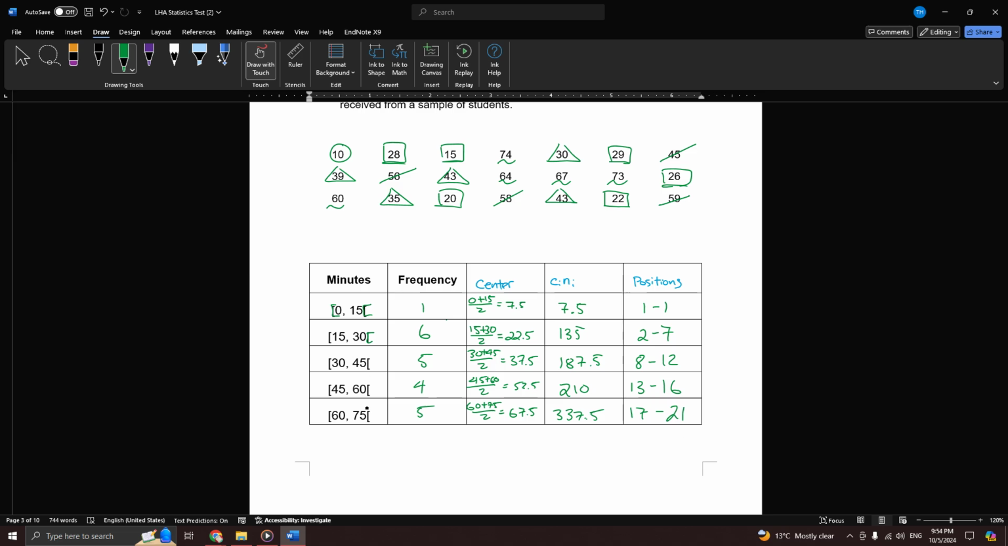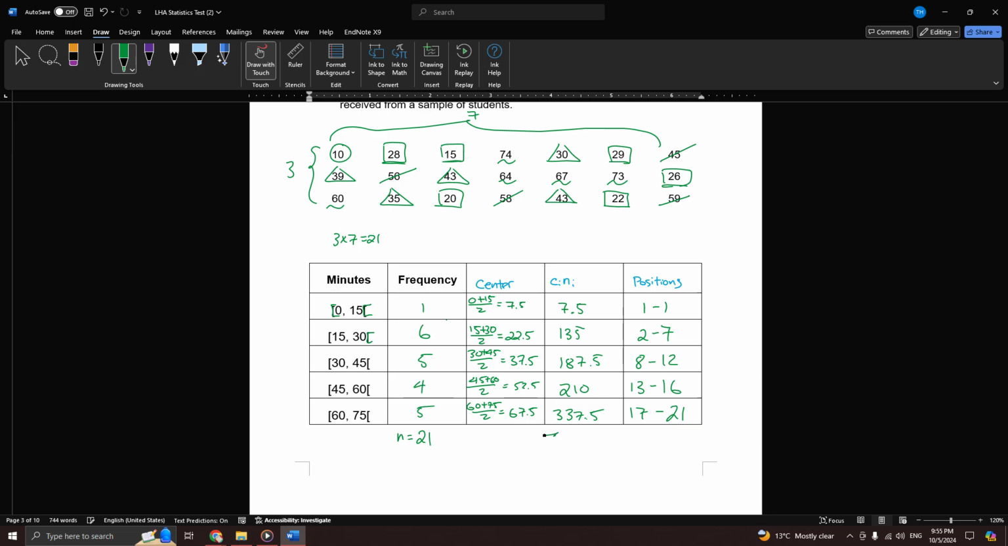Let's add up my frequency, make sure we got the right number. 1 plus 6 is 7, plus 5 is 12, plus 4 is 16, plus 5 is 21. We've got 21 here and here. They match up. We're good to go. If you want to double check, you can look at your numbers up here. We've got 3 rows and 7 columns. So 3 times 7 is also 21. We've got 21 numbers for sure. We checked it 3 different ways, okay?